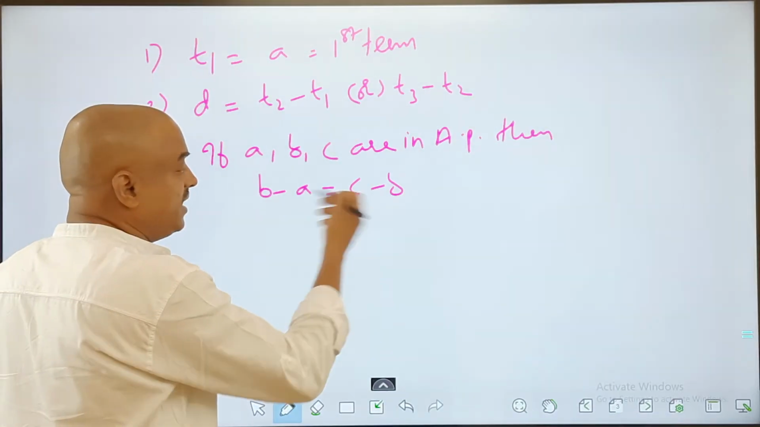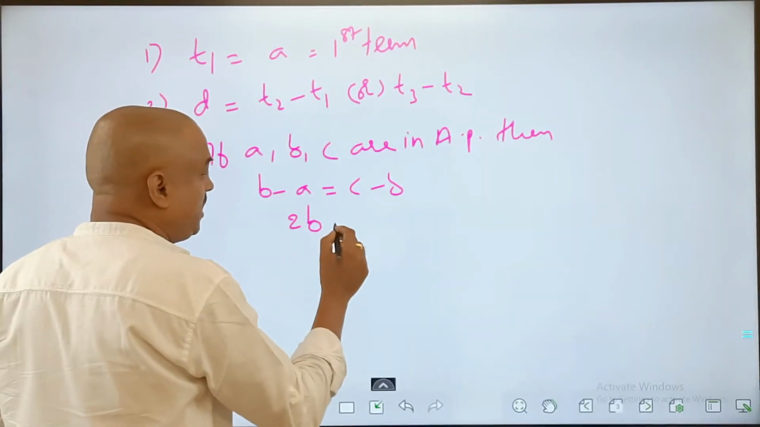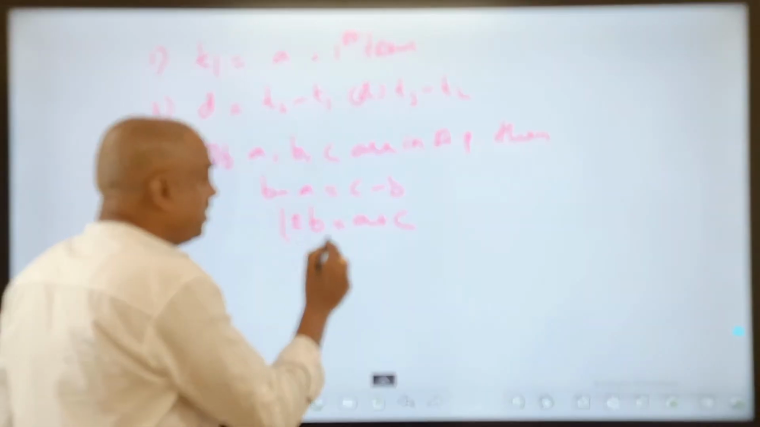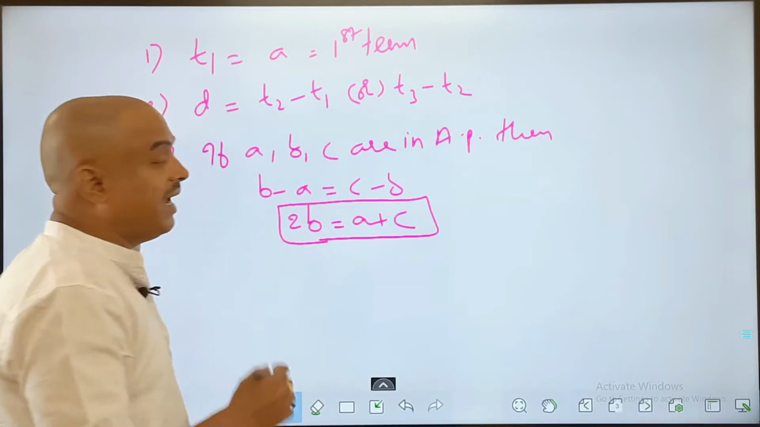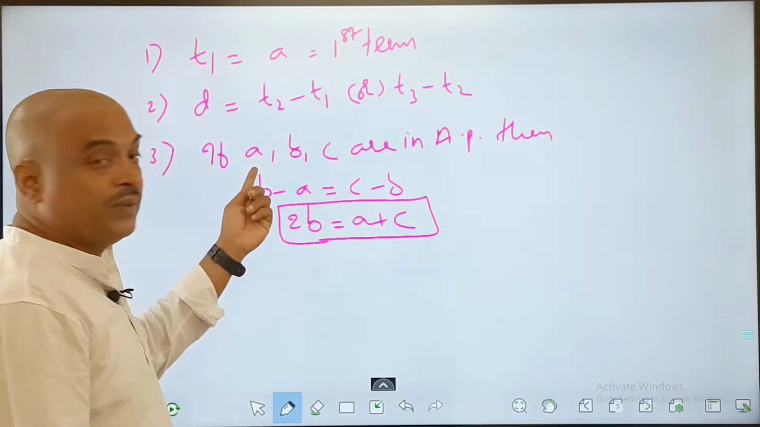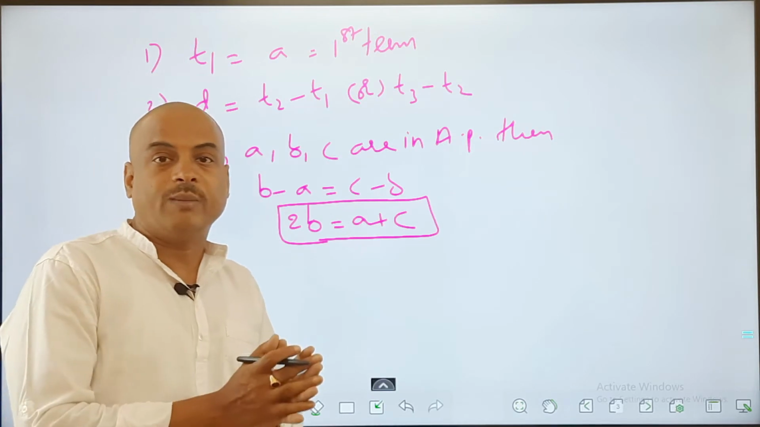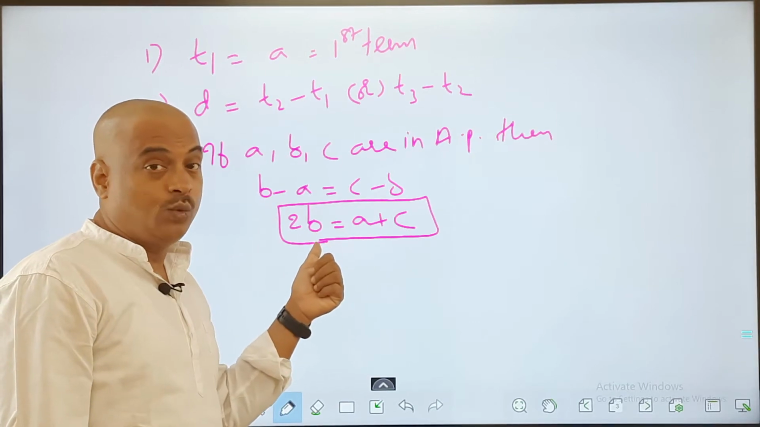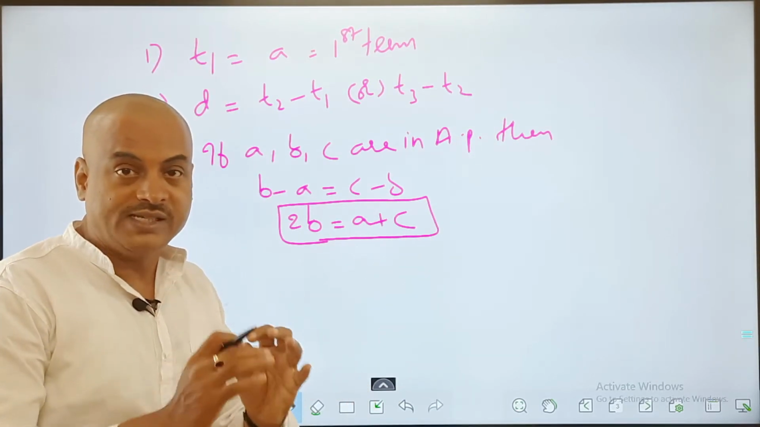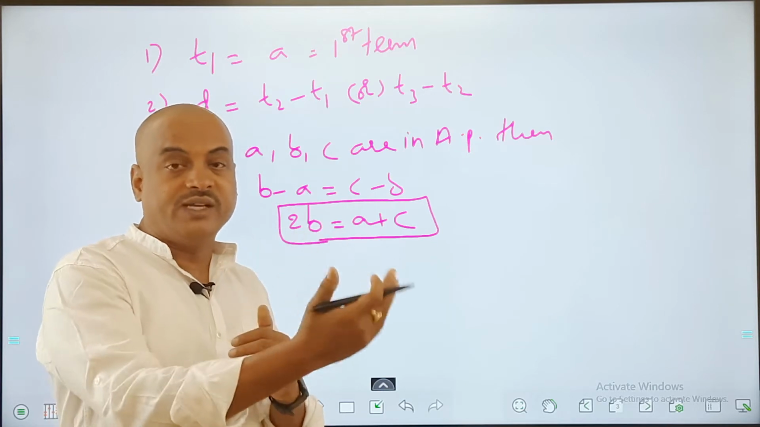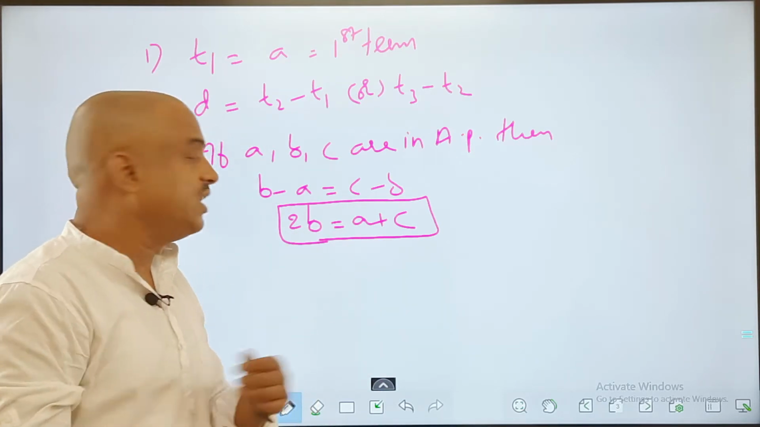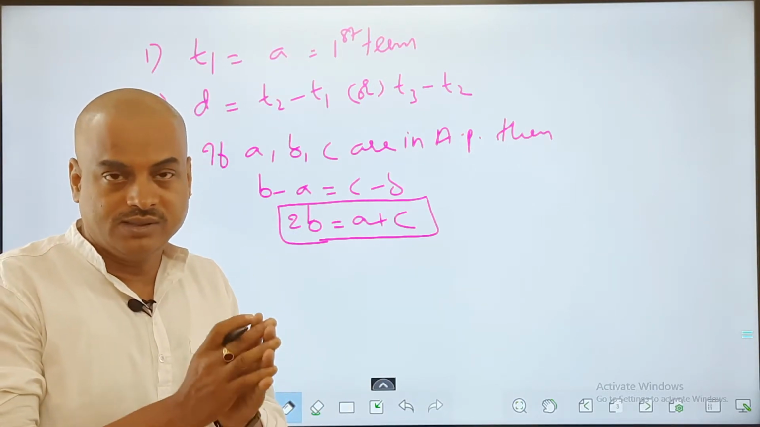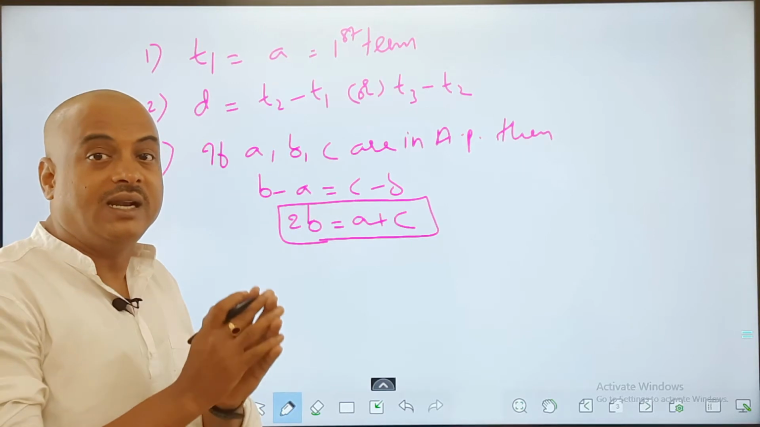And from here, if I send this B to the other side, it is 2B is equal to A plus C, is what I get. Now, whenever three terms are given and said to be in arithmetic progression, like here A, B, C, all three of them in arithmetic progression, then definitely this condition 2b is equal to a plus c should always be satisfied. Or vice versa, whenever three numbers satisfy the 2b is equal to a plus c condition, the numbers can be said to be in arithmetic progression.